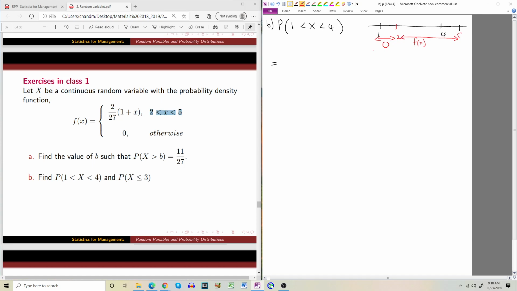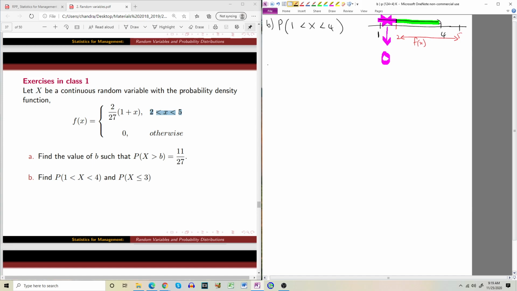The question is 1 to 4. We can only evaluate the probability for whichever x is in between 2 to 5. So if you notice here, it is 1 to 4, from here to here. We can only evaluate from here to here. This one we cannot evaluate. This one is 0. Okay, you have to understand that. So we need to split this.